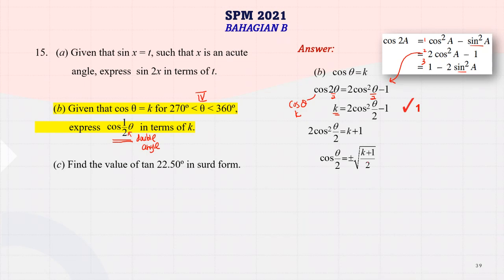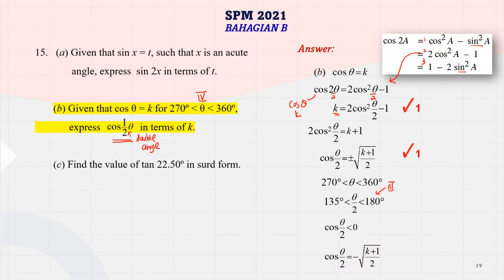Seems like we have two answers, tapi kita kena refer pada theta. Given theta 270, kita bahagi 2, because you divide it into 2, 135 to 180. So meaning that this is dekat third quadrant. So bila the half angle tu adalah pada third quadrant, untuk cos dia akan jadi negative. Cos theta over 2 less than 0. So this is the answer. Cos theta over 2 is equal to negative square root of (k plus 1) over 2. Okay. Next C.